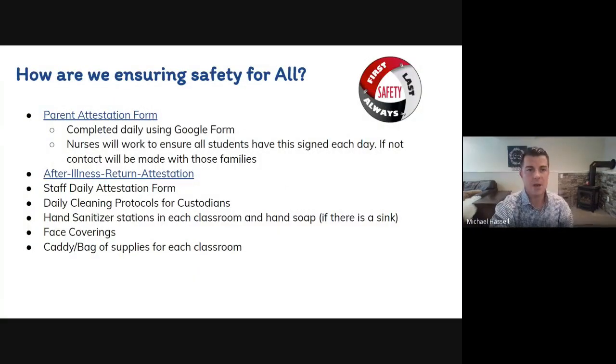Again, some slides of how we're ensuring safety for all. And Mrs. G, our school nurse, has worked very hard in ensuring that we are safe. We've hired extra custodians. They have a written, documented schedule of when to clean, especially those high surface areas, bathrooms. They're not only cleaning, but they're sanitizing multiple times throughout the day. And our night crew is sanitizing at night as well.